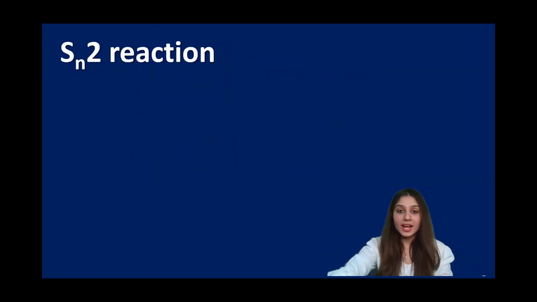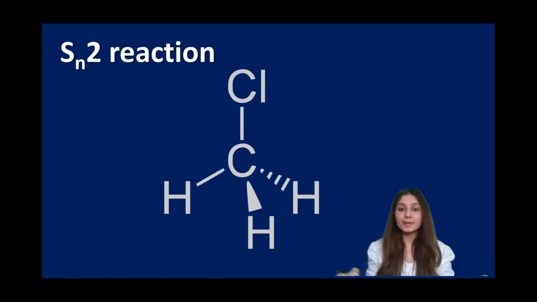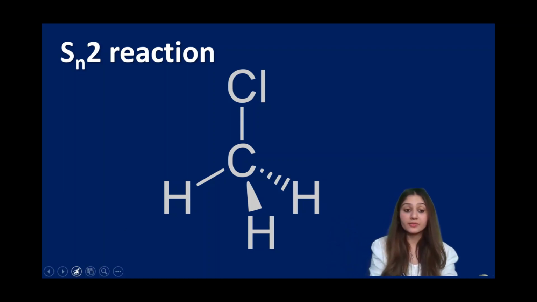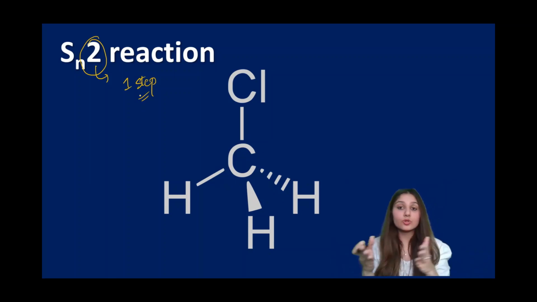So in SN2 reaction, we have a substrate molecule, which you can just see on your screen, which is methyl chloride. And before I begin explaining what is an SN2 reaction, I will first mention that an SN2 reaction is always going to happen in one step. So it's SN2, so it happens in one step. That's why it is also called a concerted reaction, since it happens in one step.